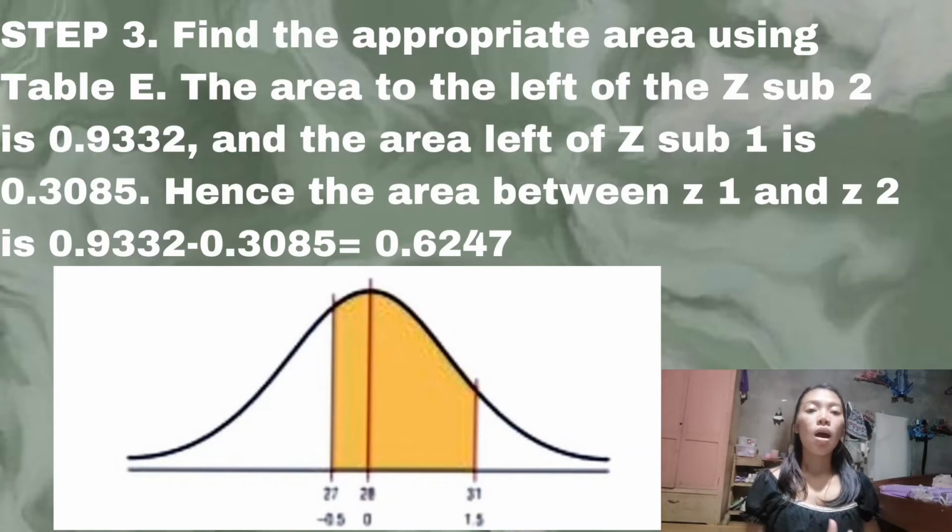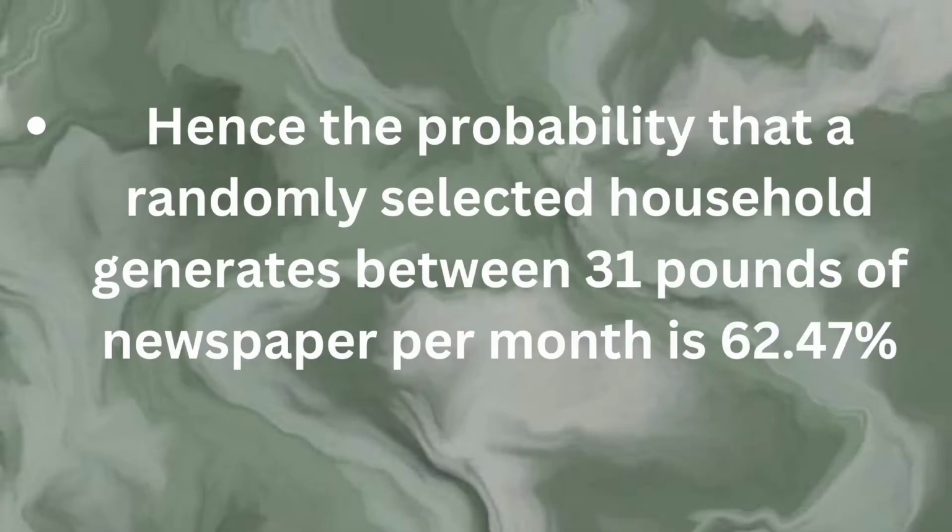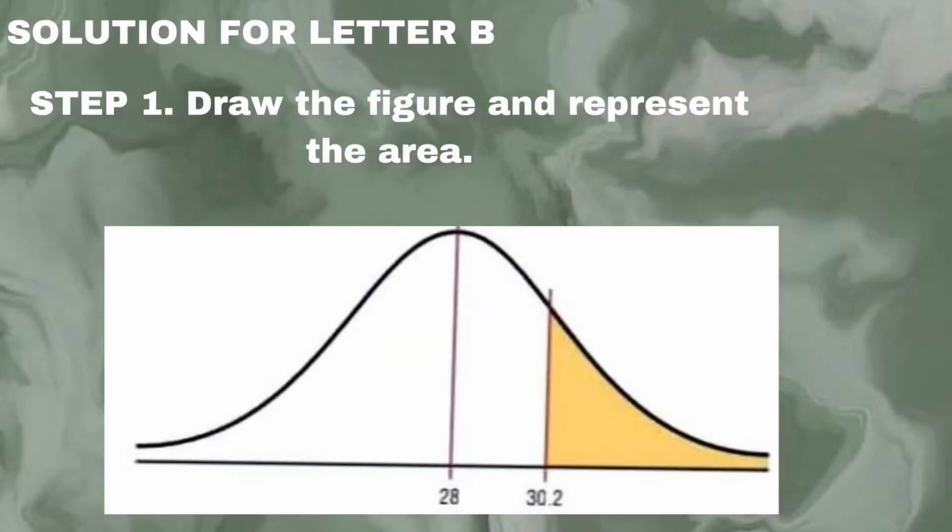So, ang sa pag-sketch ani class sa ato z distribution, ang ato mean is si 0. Unya ang ato z sub 1 is 0.3085. Ang ato z sub 2 is 0.9332. Hence, the probability that a randomly selected household generates between 31 pounds of newspaper per month is 62.47%.